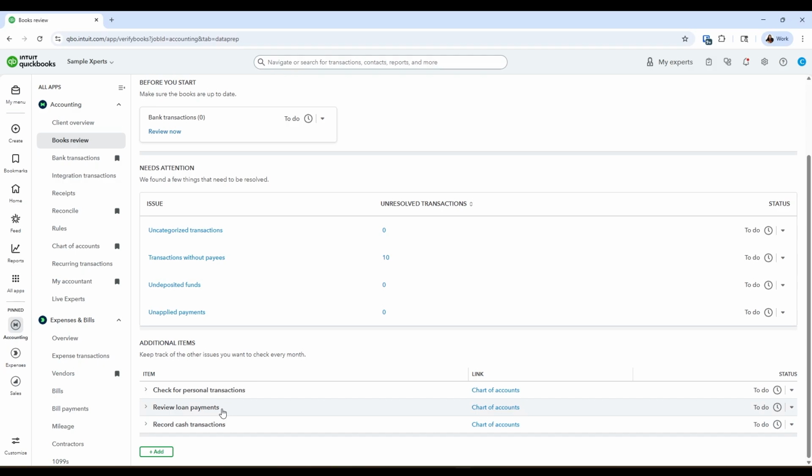Review your loan payments. Make sure that is split between principal and interest expense, because if it's not, the balance will be incorrect and you are not going to be deducting all the interest expense or any other fee expense. And record all your cash transactions.